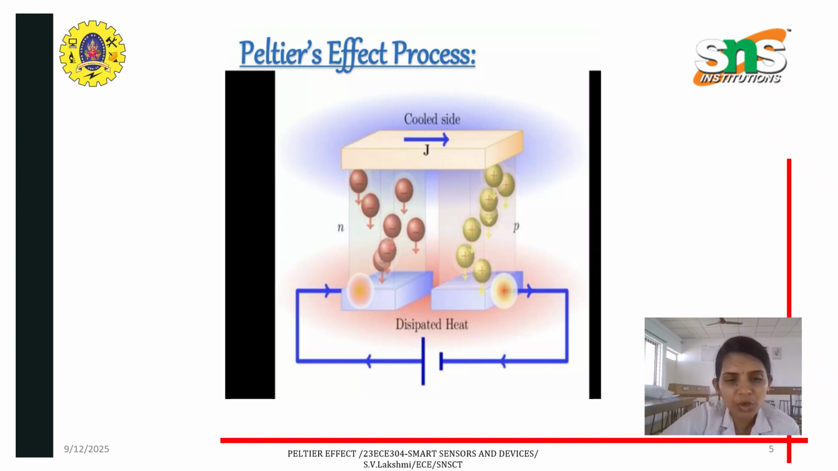The Peltier effect process can be clearly explained from this picture. We can see two dissimilar materials are taken here. One is N type, where more electrons are present, and the other is P type, with more majority charge carriers, or holes. And we can see that the current flow here is from the higher potential to lower potential. So this is the cooled side. We can see that the heat is dissipated in this direction. So this is the process of Peltier's effect.